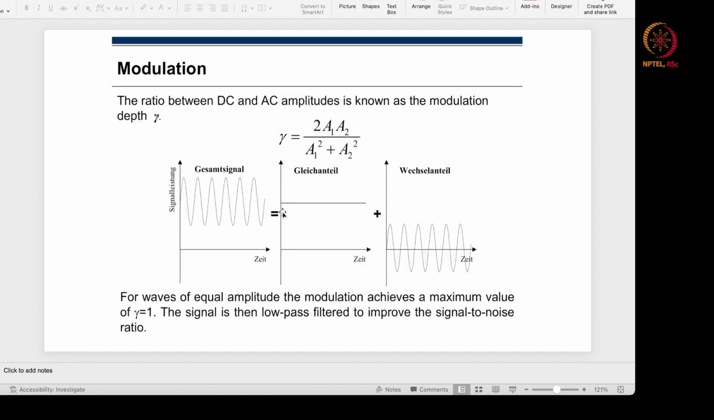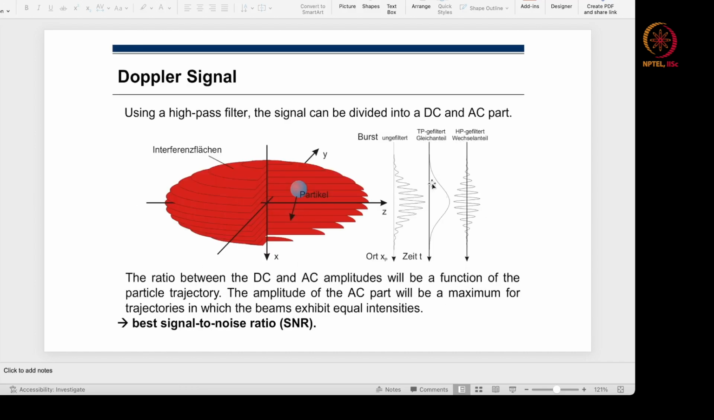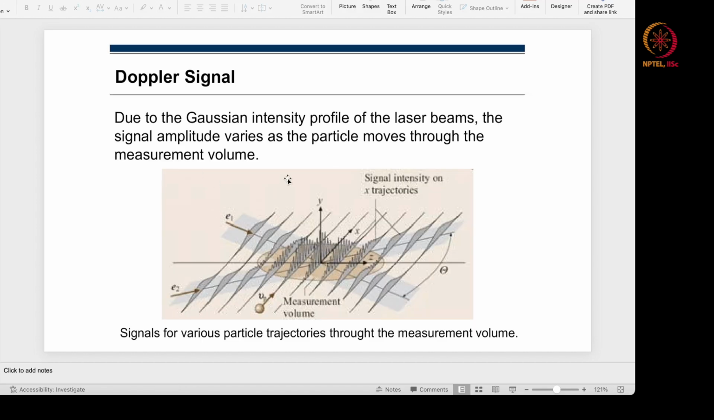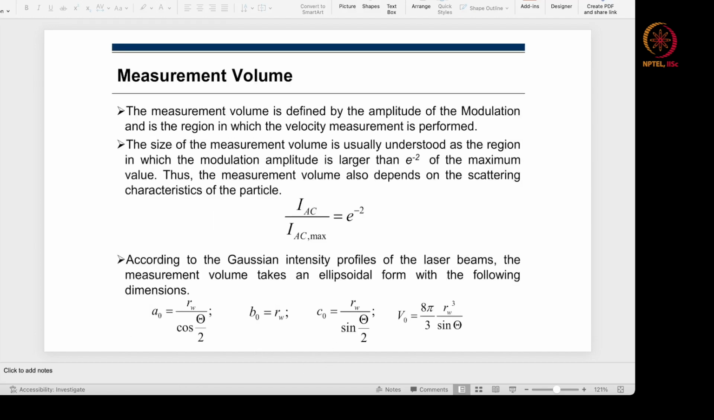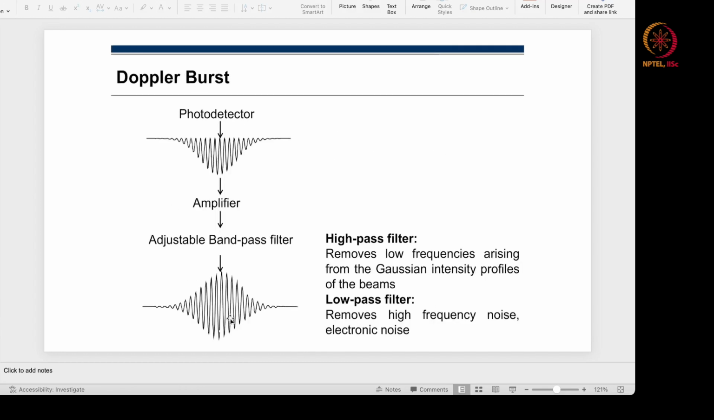Okay, so you can see that there is a DC component and then there is an AC component. I want to emphasize once again that this is the total signal, this is the envelope, and then you have the pedestal function, and this is basically the modulation. And the modulation depth is equal to 1 when A1 and A2 are the same. All right. And also remember that particles passing through different areas or different trajectories across the measurement volume show different types of signals, so to say. All right. So this is how the photodetector assembly actually works.